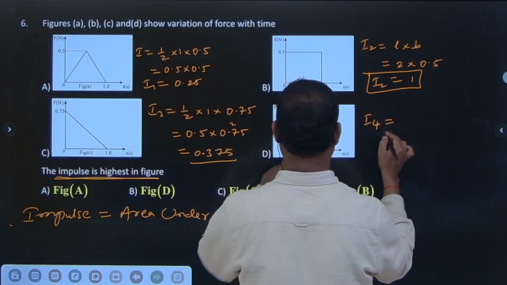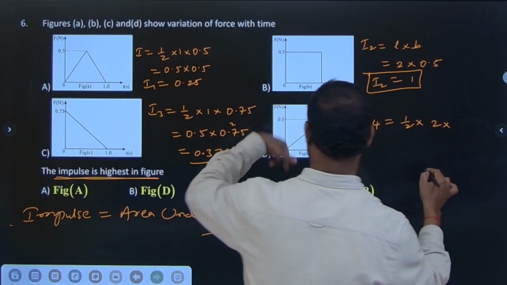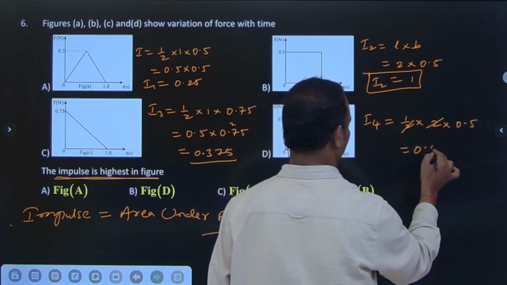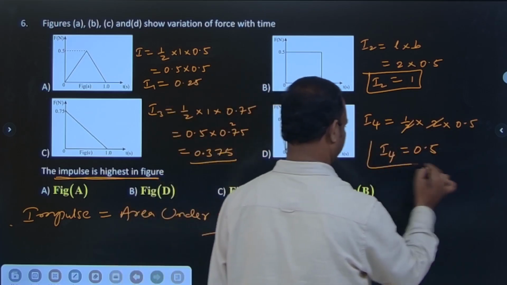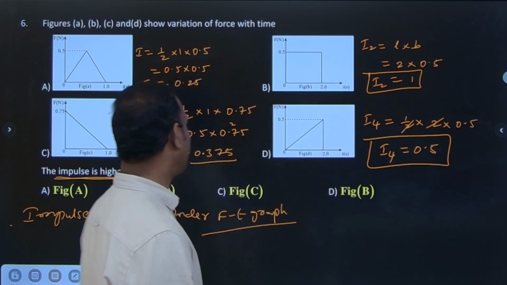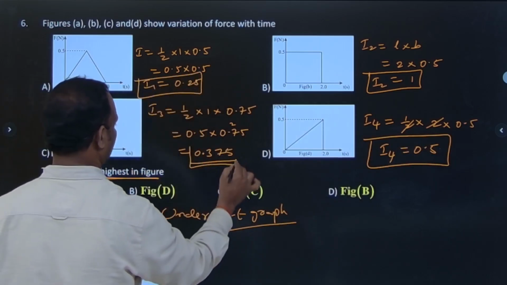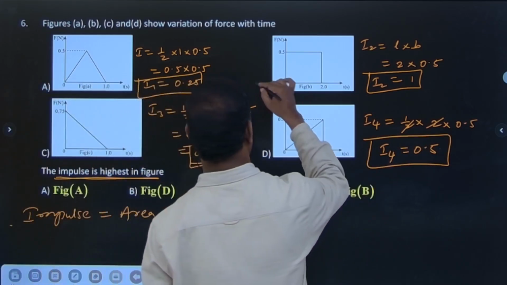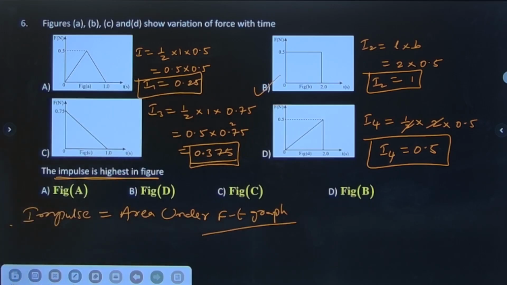So next one, for the I4. I4 is equal to same triangle. Half. What is the base? It's 2. And the height is given 0.5. So this cancels, 0.5. So it's what? I4. Whose impulse is maximum? This is 0.25. So this is 0.375. It's a 1. It's a 0.5. The answer is what? It's B. Highest is for B.